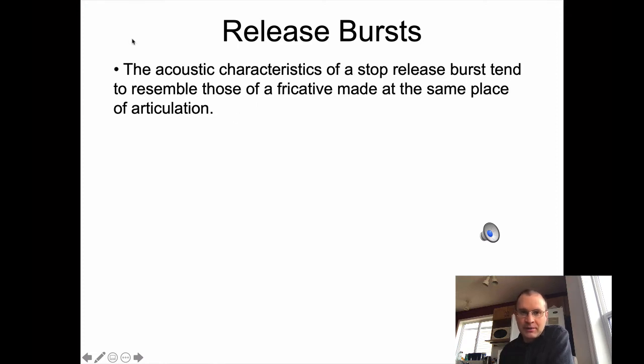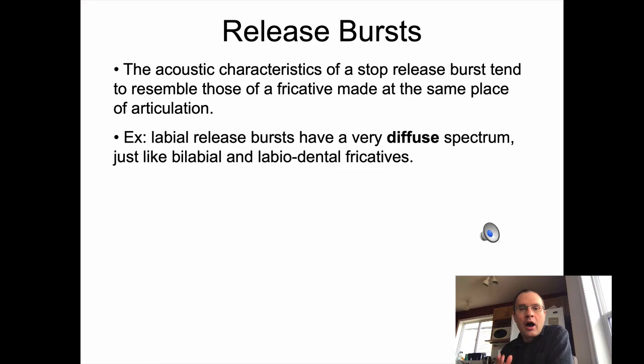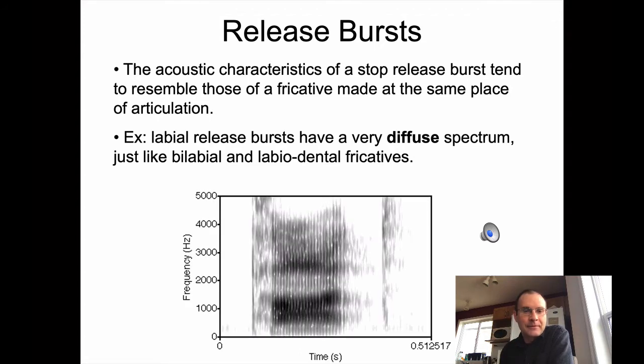So think back to what we learned about fricatives a couple of lectures ago, when we looked at the spectral signature of bilabial fricatives or maybe labiodental fricatives as well. We found that they have a very diffuse spectrum. So there's no one frequency region which is being emphasized or intensified more than any other, and we get energy up and down the scale. The same thing is true of a labial release burst. There's no real filter in front of that burst. We can say a pa. So there's nothing to amplify specific frequencies as opposed to others.